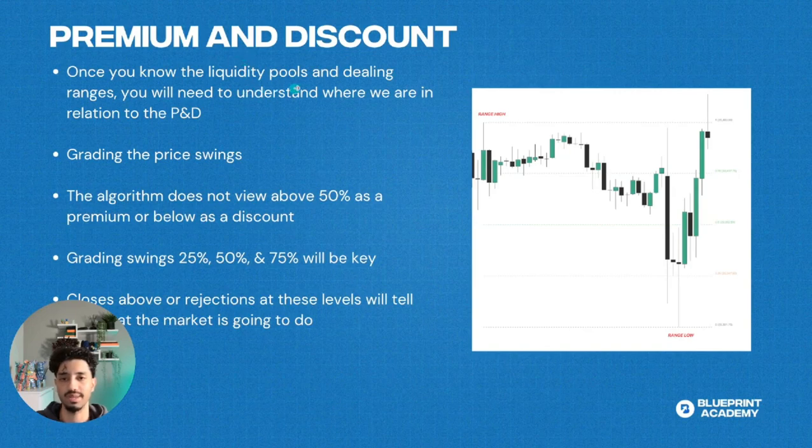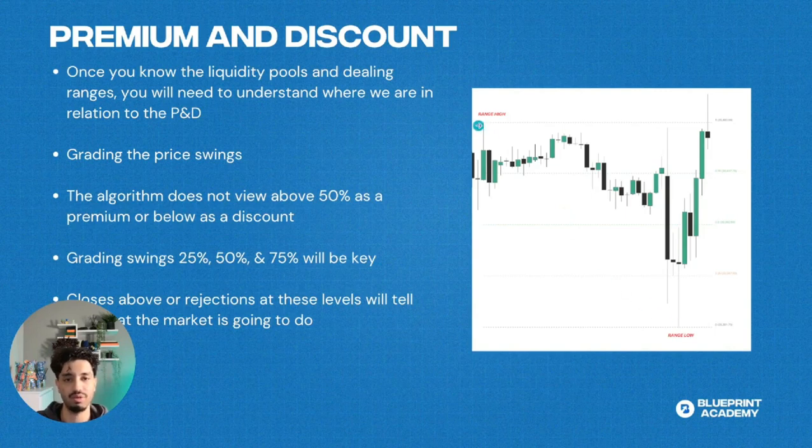Once you know the liquidity pools and how I identify them alongside the dealing ranges, you need to understand where we are in relation to a premium or a discount. This is where you're going to be grading the price swings. So this is basically how you do it. As we went over regarding dealing ranges, you need to map out your dealing range high.